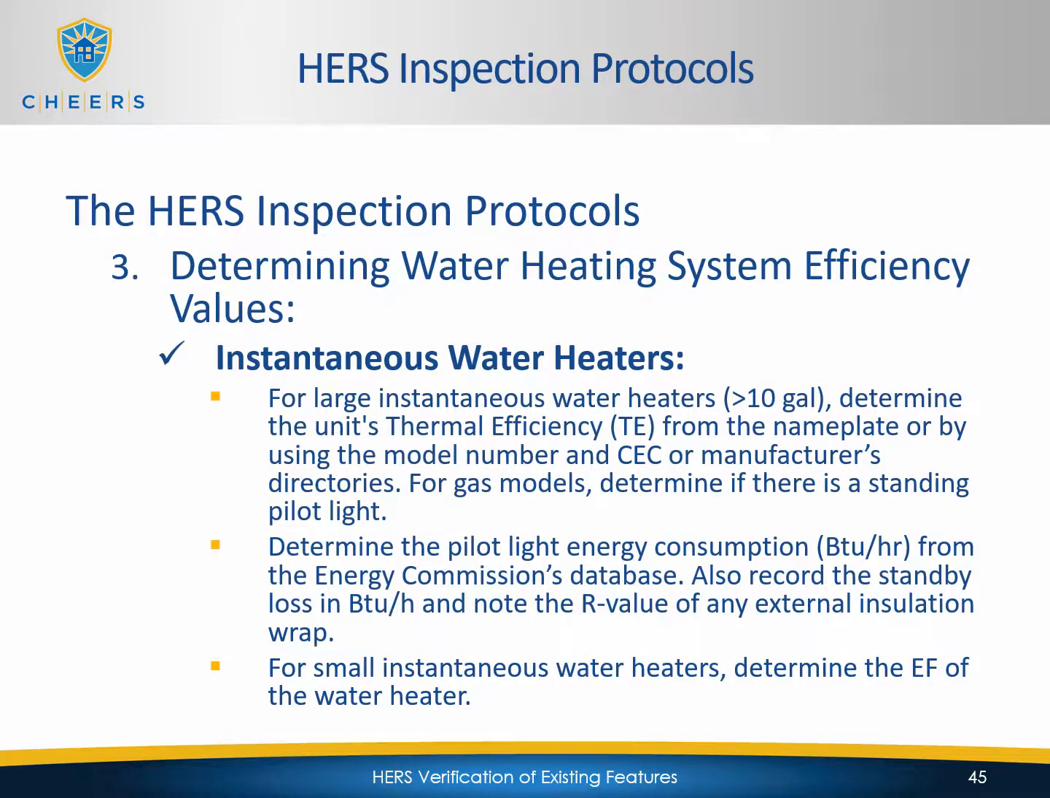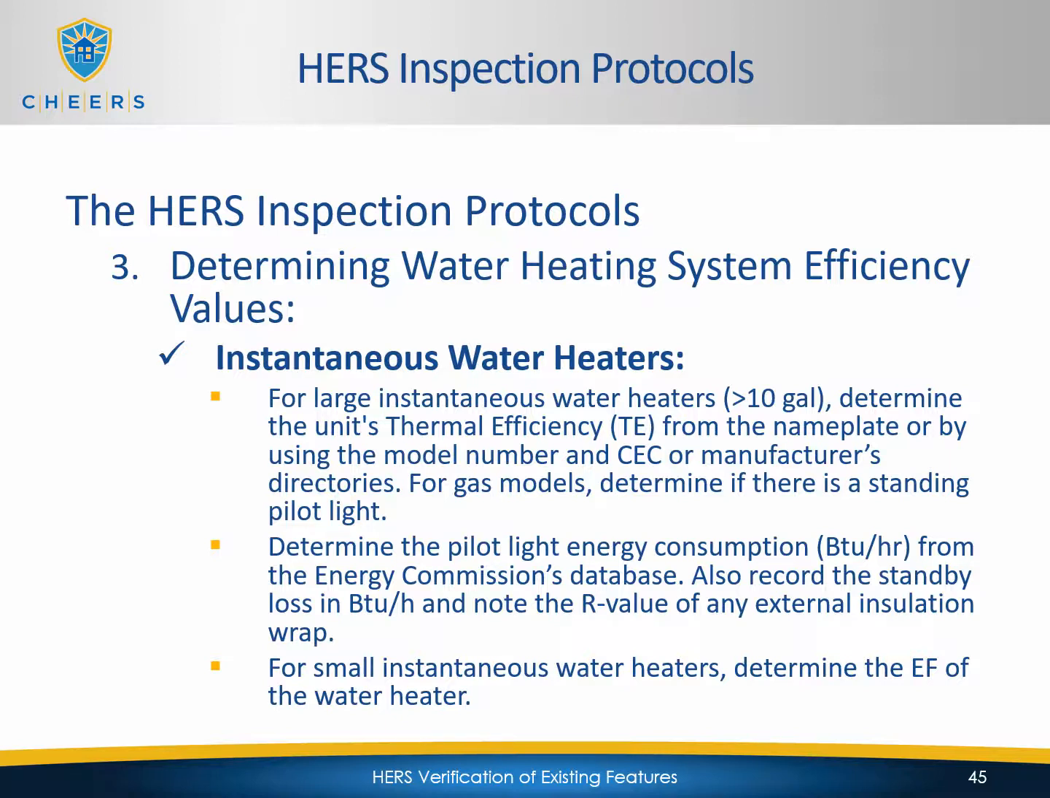For large instantaneous water heaters, more than 10 gallons, determine the unit's thermal efficiency from the nameplate or by using the model number, NCC, or manufacturer's directories. For gas models, determine if there is a standing pilot light. Determine the pilot light energy consumption in BTUs per hour from the Energy Commission's database. Also, record the standby loss in BTUs per hour and note the R value of any external insulation wrap.